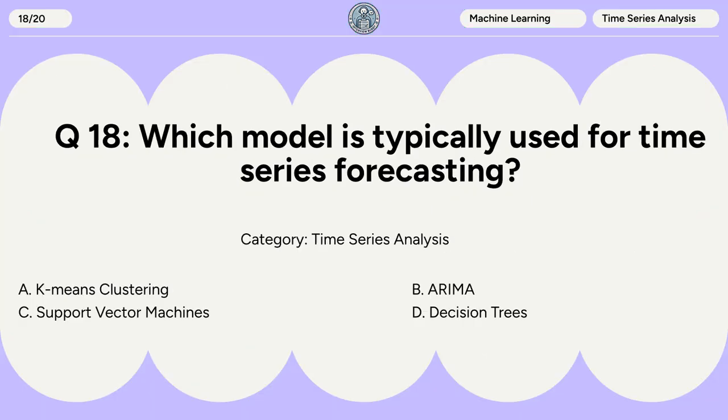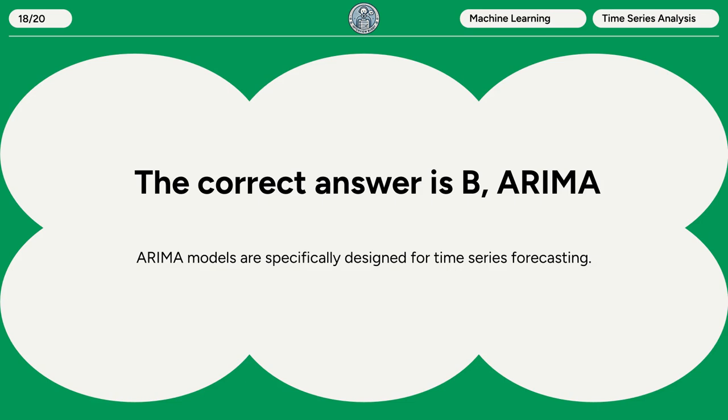Question 18. Which model is typically used for time series forecasting? A. K-means clustering. B. ARIMA. C. Support vector machines. D. Decision trees. The correct answer is B. ARIMA. ARIMA models are specifically designed for time series forecasting.